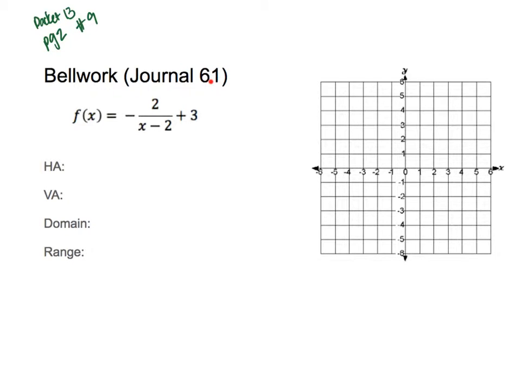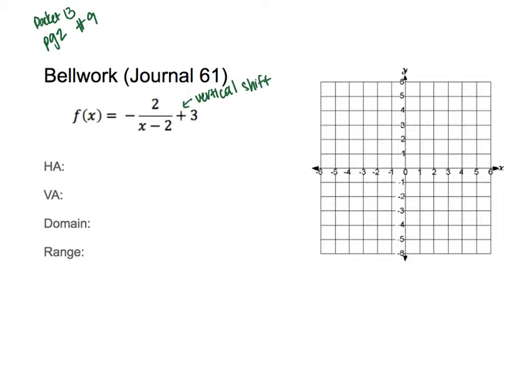Just like yesterday, or in journal 60, what you have to do to find the horizontal asymptote is look at if you have any shifts. So this is the fraction. On the side here we have a plus 3. Anything to the side of the fraction with a plus or a minus sign would tell us a vertical shift. Now because this here is a plus 3, we are going up 3 units.